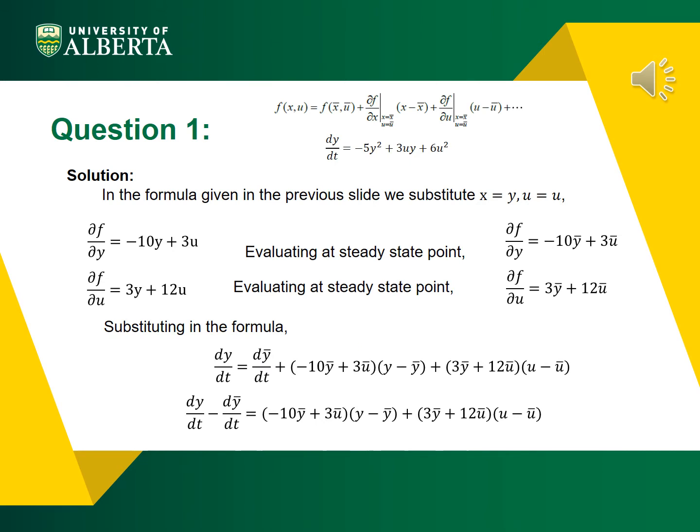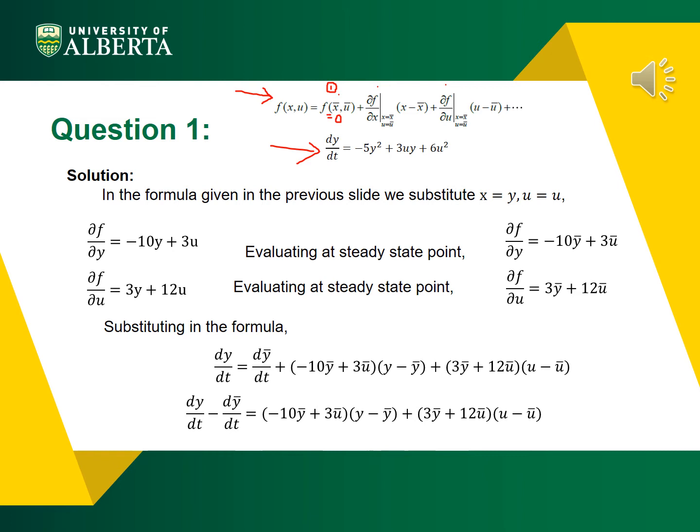I've given the formula and the model equation on the upper right corner. So the only difference from the general formula is that here the variables are y and u. Now let's find out all the terms in the formula so that we can plug them into the formula and get our solution. The first term on the right hand side of the formula is f of y bar comma u bar, which is the function value at steady state. That will be 0 because the system has no dynamics at the steady state point.